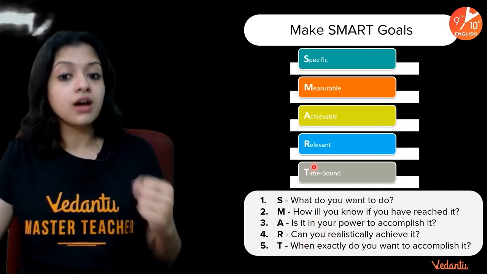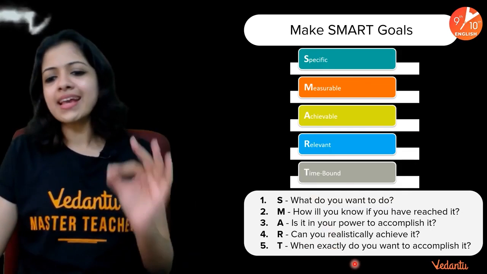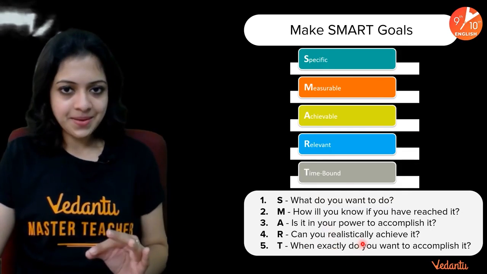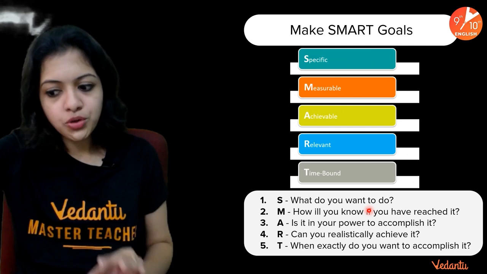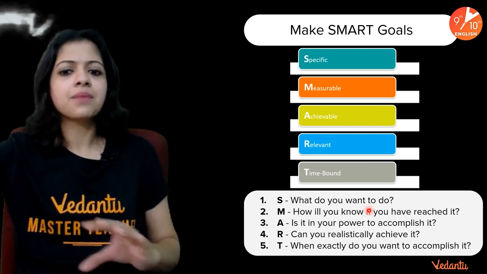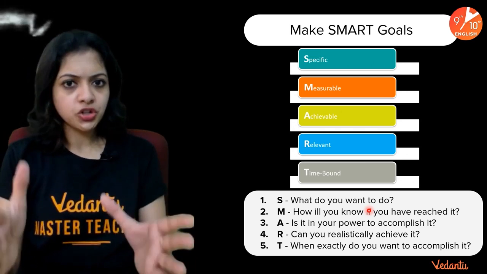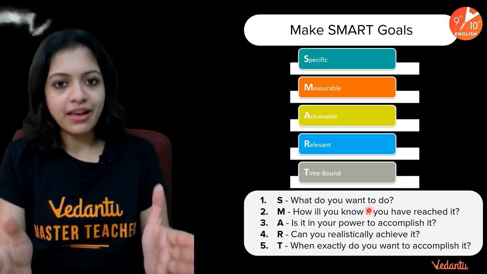And the last one, a goal has to be time bound. When exactly do you want to accomplish it? Okay, when do you want to see the actual results? It can be anything. Again, you are the judge. You are your own judge. This is completely left to your freedom.